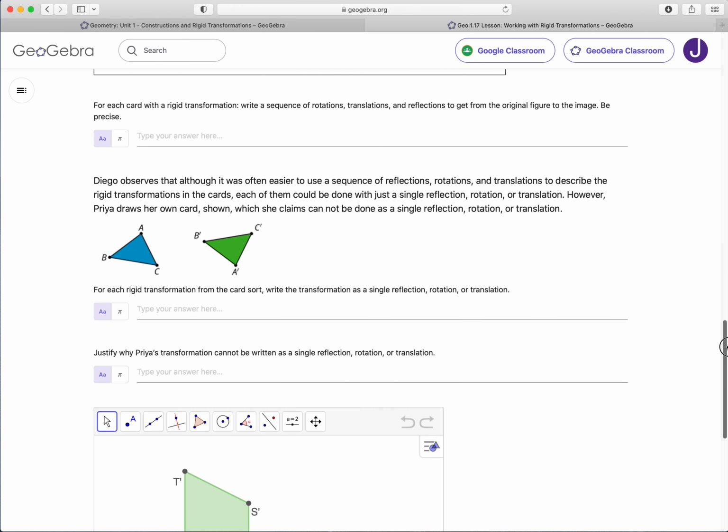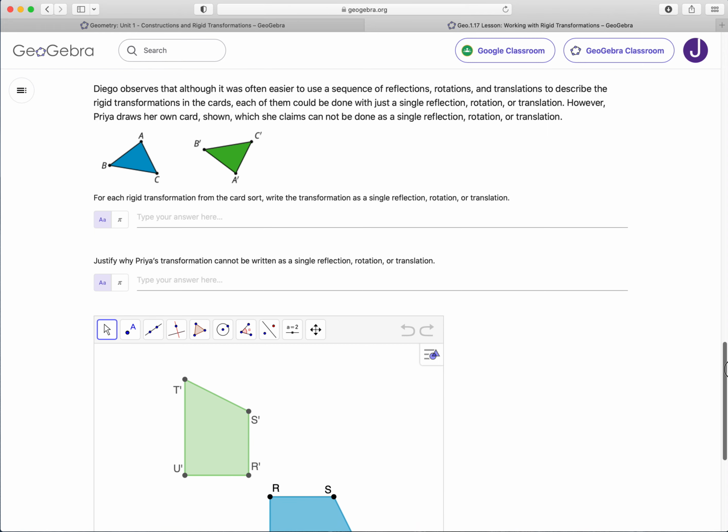Okay, so Diego observes that although it was often easier to use a sequence, you could do it in one step. However, Priya draws her own card, which looks like this, and she says, whoops, it can't be done as a single reflection, rotation, or translation. It just can't be done. So, well, let's take a look.